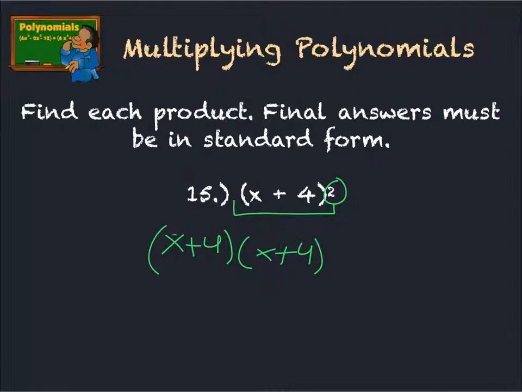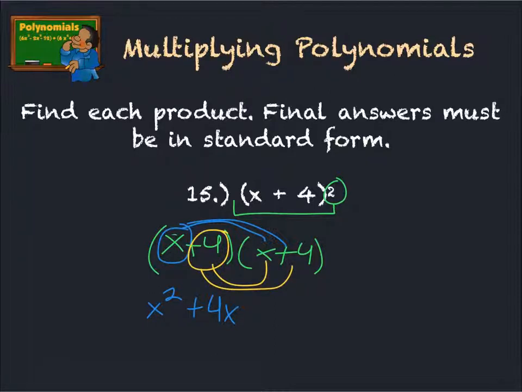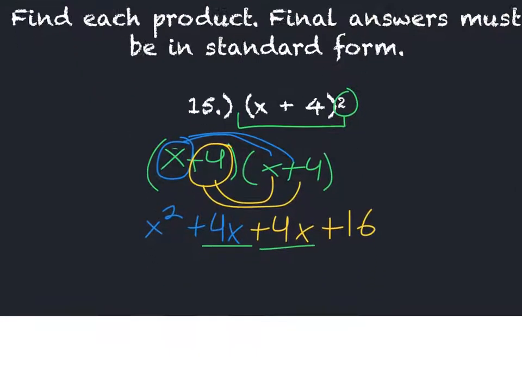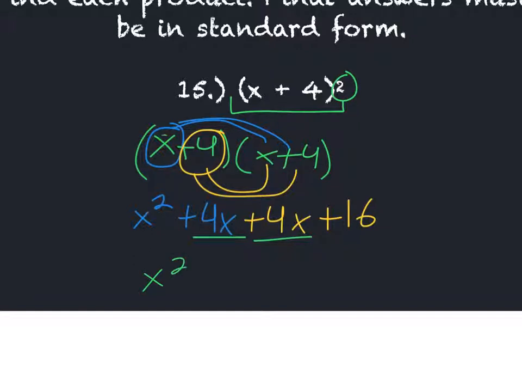And then we would just distribute. We take the first term of this binomial and multiply it by each of the terms in the second binomial. So x times x is x squared, and x times 4 is 4x. Then we take this term and distribute it to each of the terms in the second binomial. So 4 times x is 4x, and 4 times 4 is 16. Then we would combine like terms, and we'd get our final answer, which is x squared plus 8x plus 16.